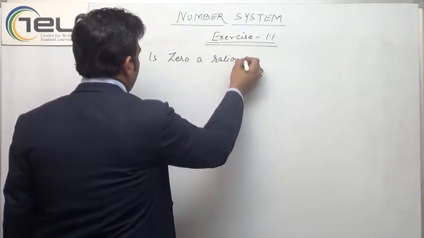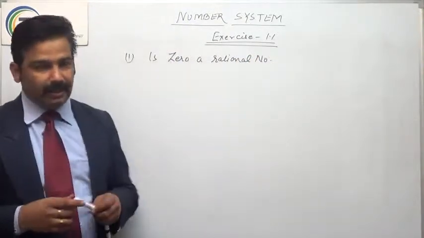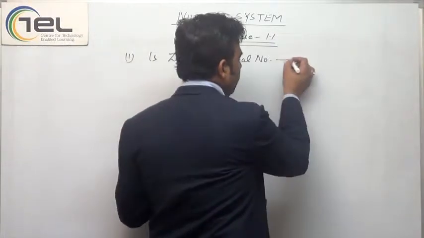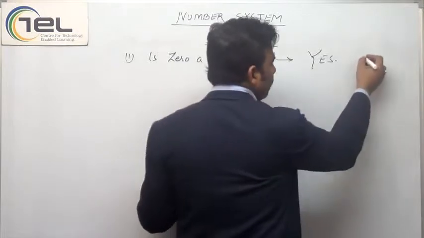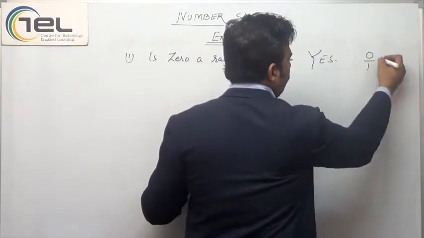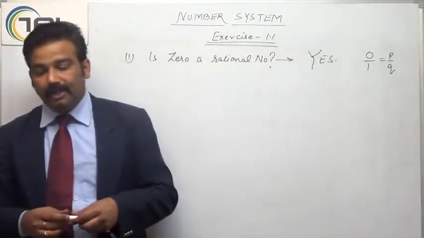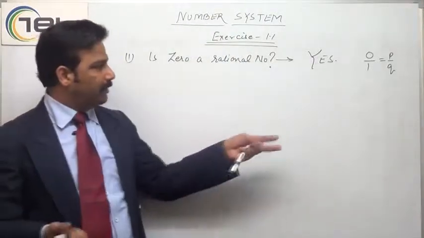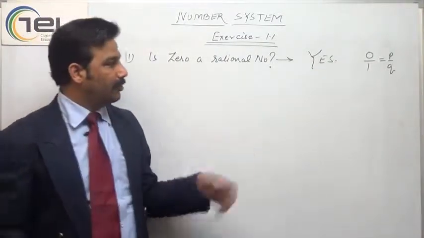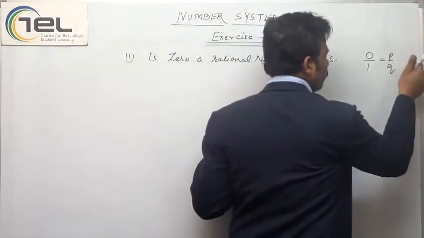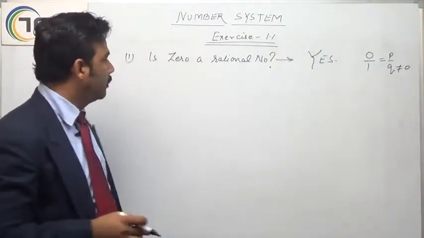I have explained this question in the last session. The answer is yes, because 0 can be written as 0 by 1 in the form of P by Q. Can you write it in the form of P by Q? Yes, I can write it in the P by Q form, where P and Q are integers and Q is not equal to 0. The first question is completed.